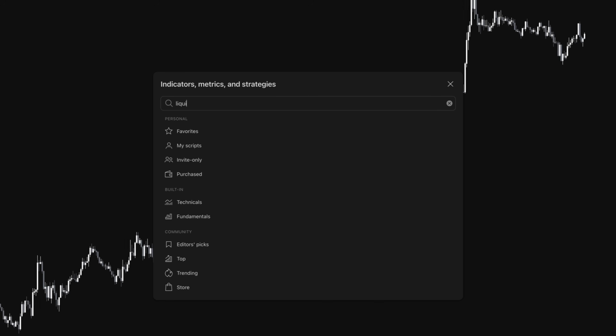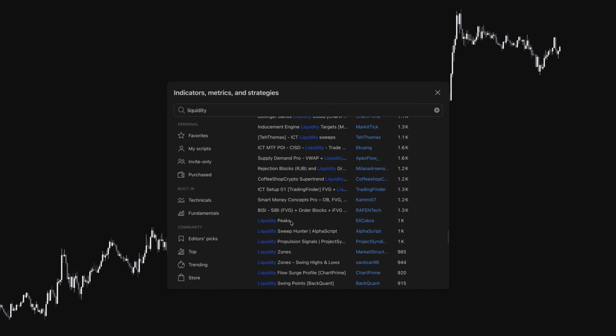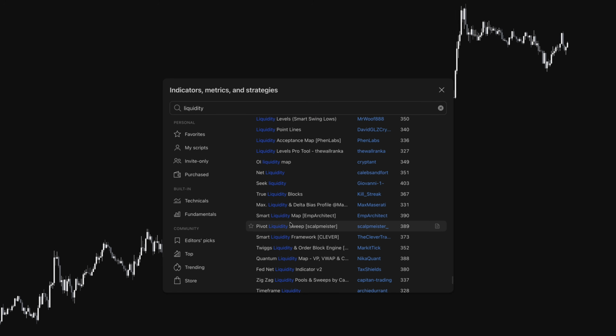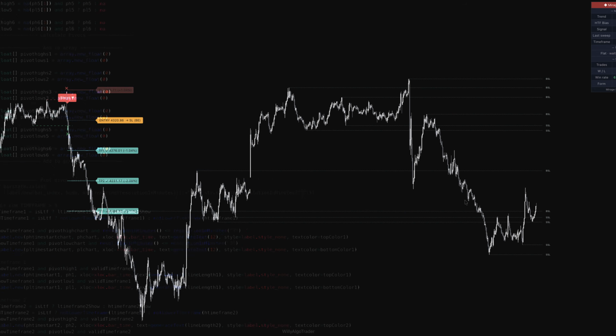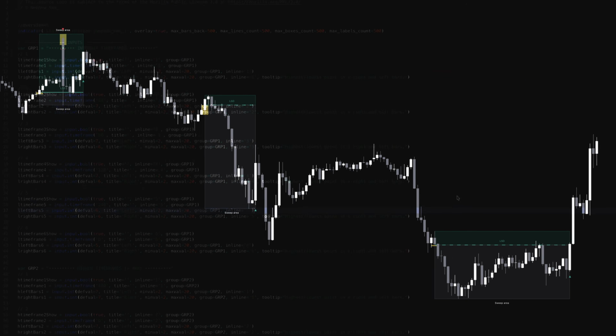TradingView's script library has filled up with indicators promising to catch it for you. So we pulled 5 that are trending right now and read the actual code behind each one. No hype, just what the code does and whether it earns a place on your chart.